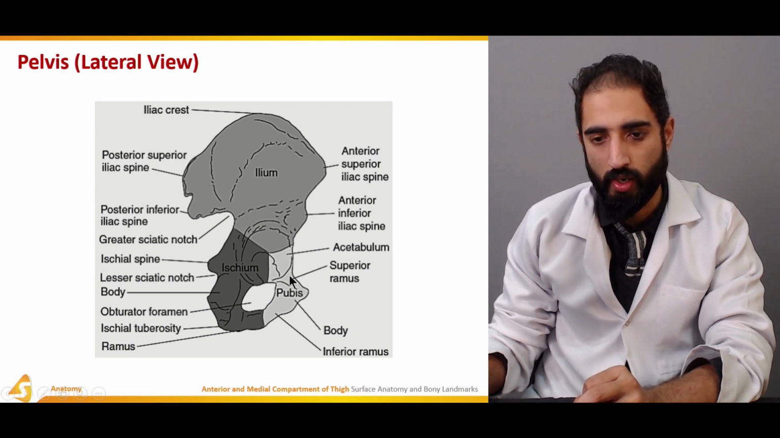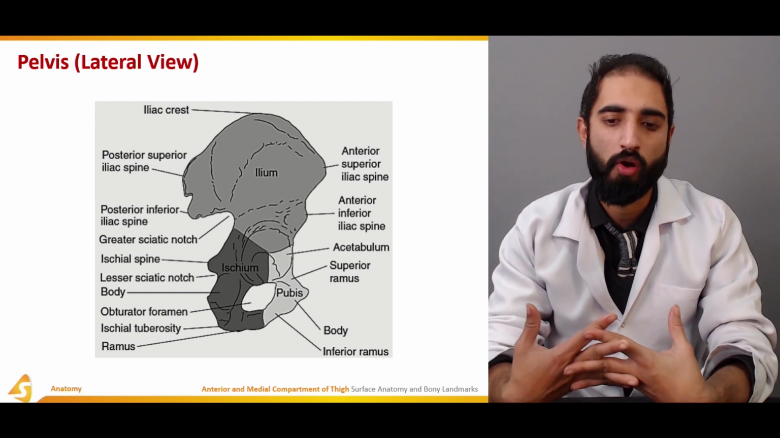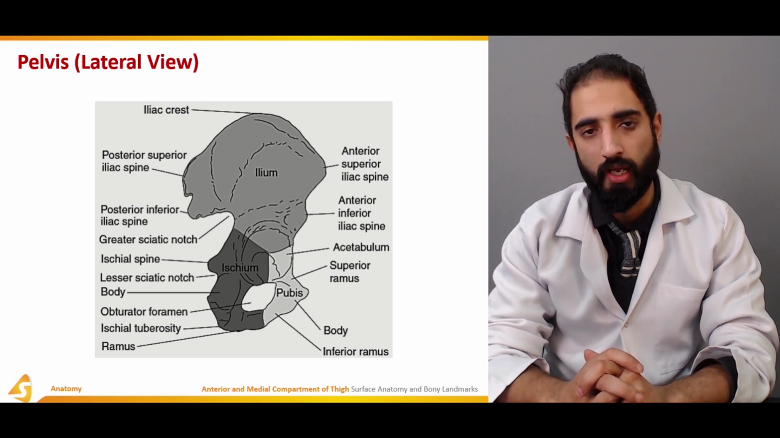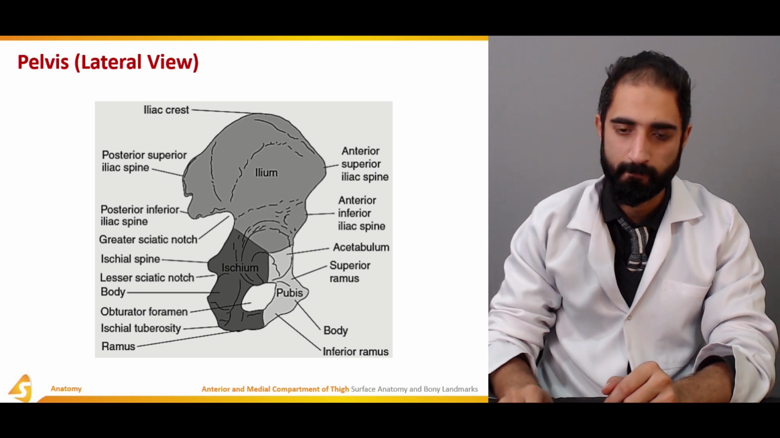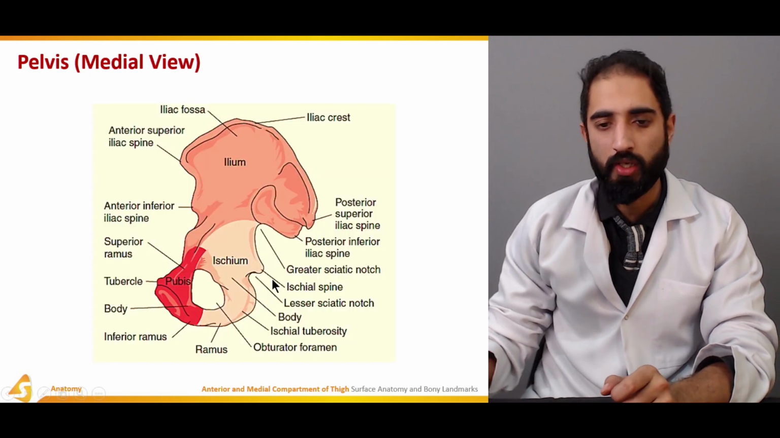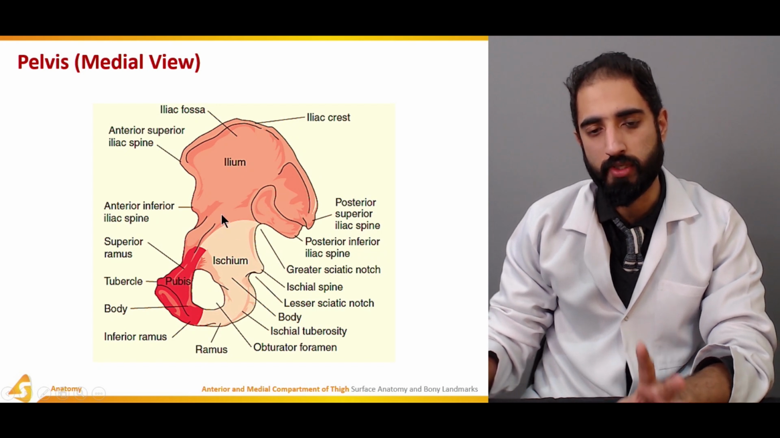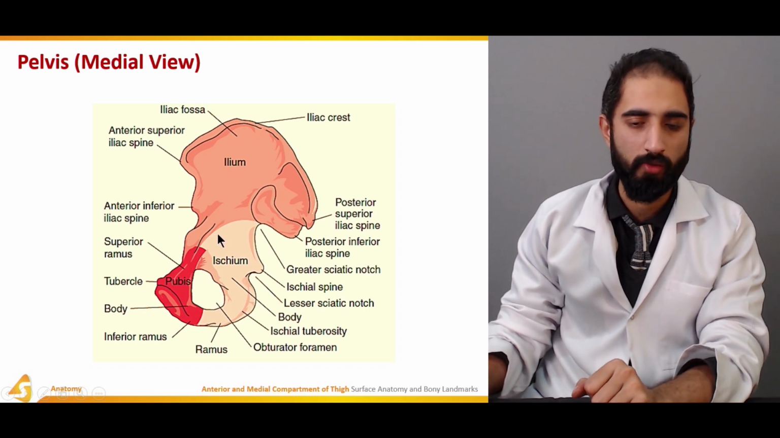And then we have the superior ramus, and we can see that the acetabulum is not formed by a single bone, but by the combination of all three bones, and this is where we get our hip joint, which is formed by the acetabulum and the femoral head. Now here, if you take a look at this picture, we do not have any acetabulum visible. So we can say that this is the medial aspect of the innominate bone.